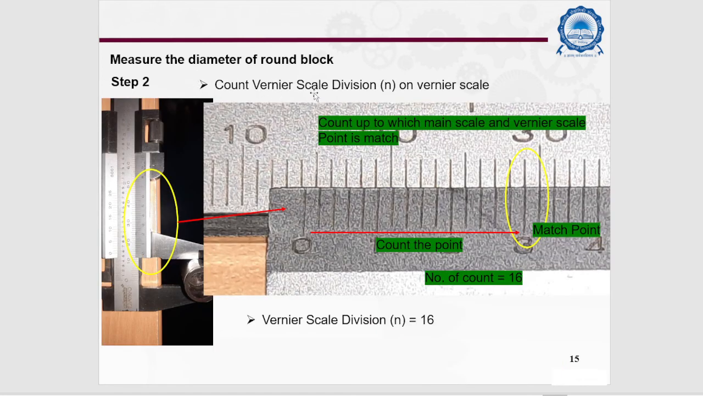Next step, count the vernier scale divisions on the vernier scale. Count up to which main scale and vernier scale points match. You can see easily here. So at the match point count the number of points here. So the number of count is 16. So the vernier scale division is 16.